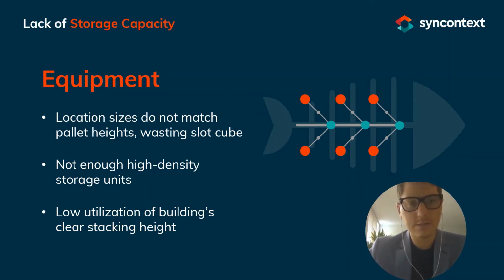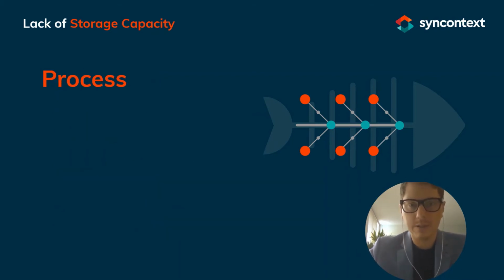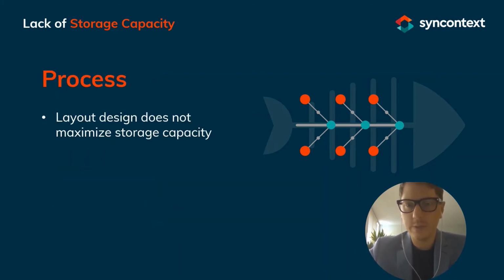On to process. Layout design does not maximize storage capacity. As most distribution operations are dynamic in nature, this one can really surface at any time. However, when there's no process in place to phase an operation from activation all the way to design year, operations can reach capacity a lot quicker than expected and often do. At that point, either an expansion is done prematurely or a layout transformation project is planned. Both can be pretty disruptive and costly, and neither fix the underlying problem.